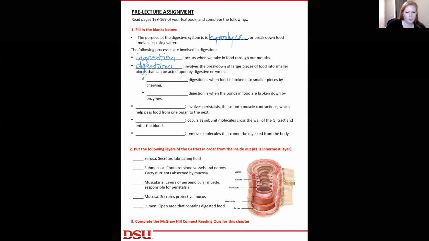Okay, so then we have two different types of digestion. We've got mechanical. Mechanical digestion is when the food, for instance, like when you're chewing. There's also some mechanics to digestion as far as the wave-like motions that happen in the digestive tract to push food through. And then we have chemical digestion when the foods are broken down through enzymes, chemical reactions.